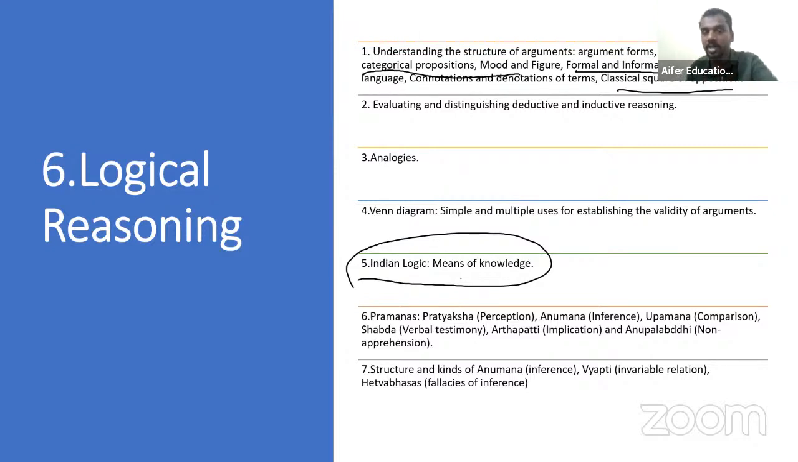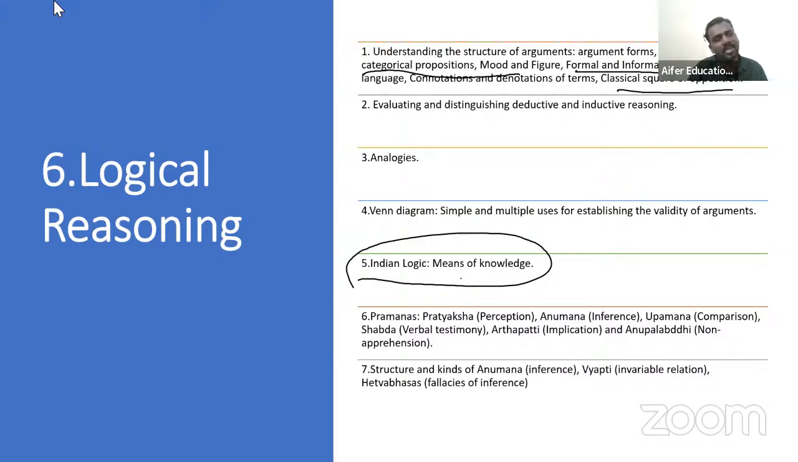That is pramanas, pratyaksha, anumana, upamana, shabda, arthapatti, anupalabdhi, then the structure and kinds of anumana, vyapti, hetvabhasa, etc. This all comes under Indian logic, under logical reasoning.